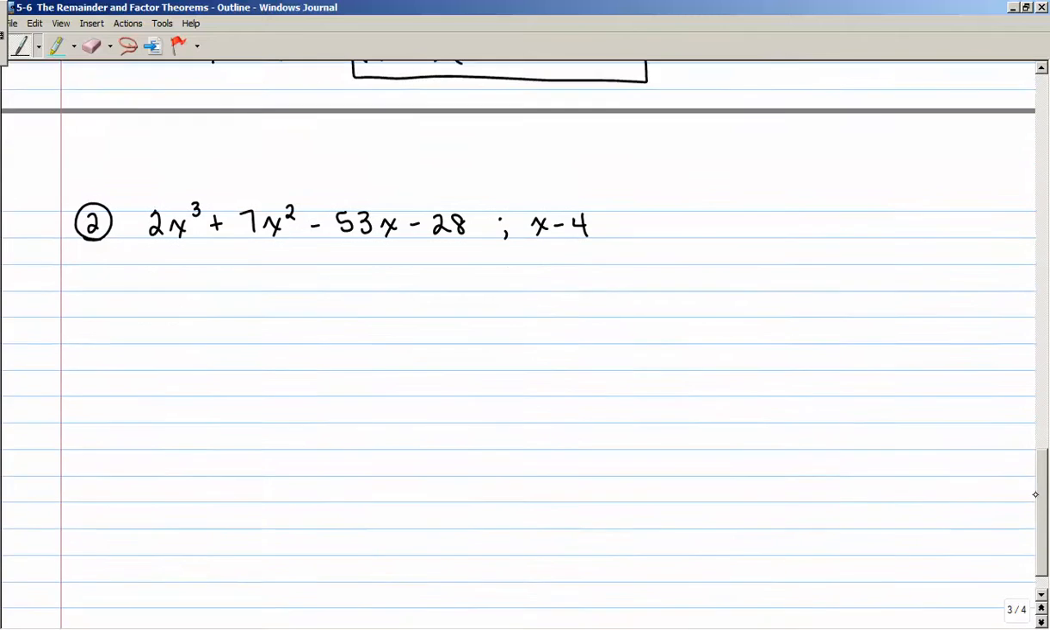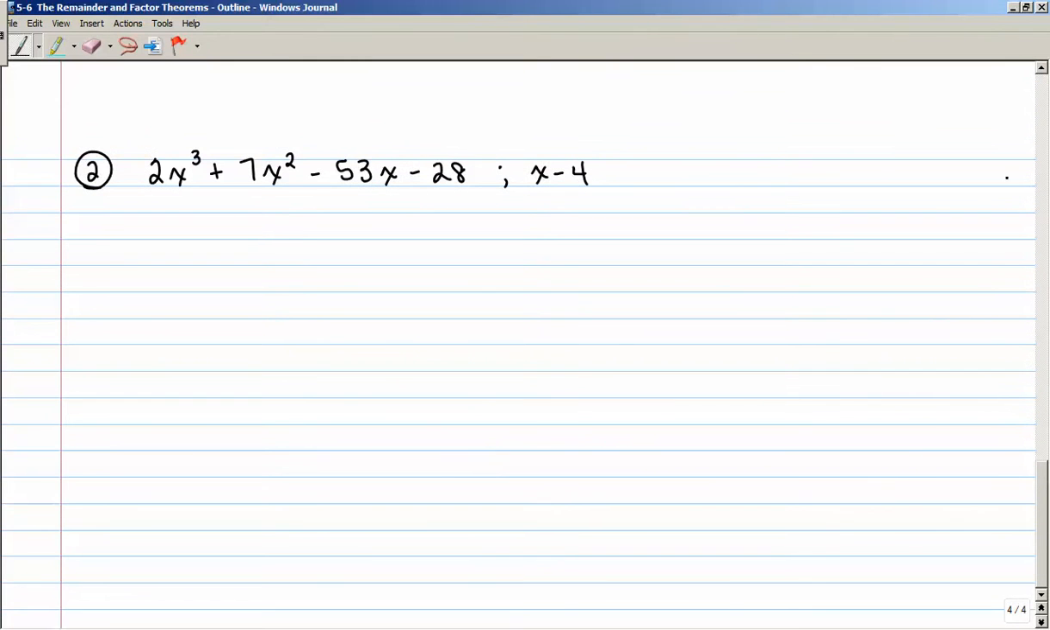Let's take a look at another example. Given the polynomial 2x cubed plus 7x squared minus 53x minus 28, I know that one of the factors is x minus 4. I need to find the other factors. So let's use synthetic division. Since this is already in the form of minus, I will use a positive 4. List my coefficients. I don't think I need any zeros in this case. And bring down the 2 and start multiplying and adding.